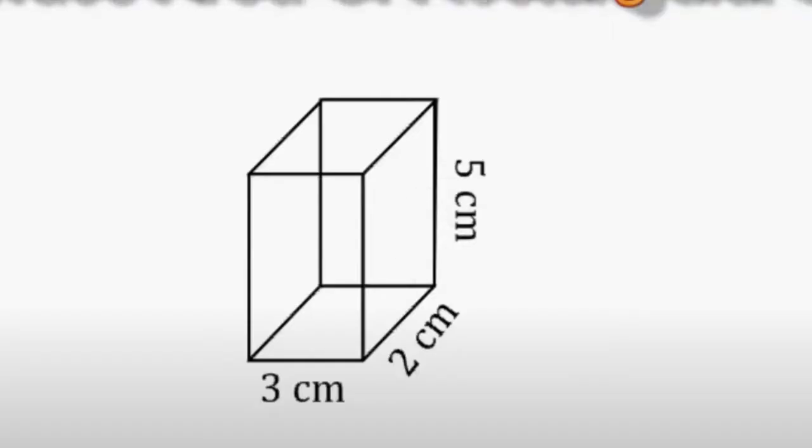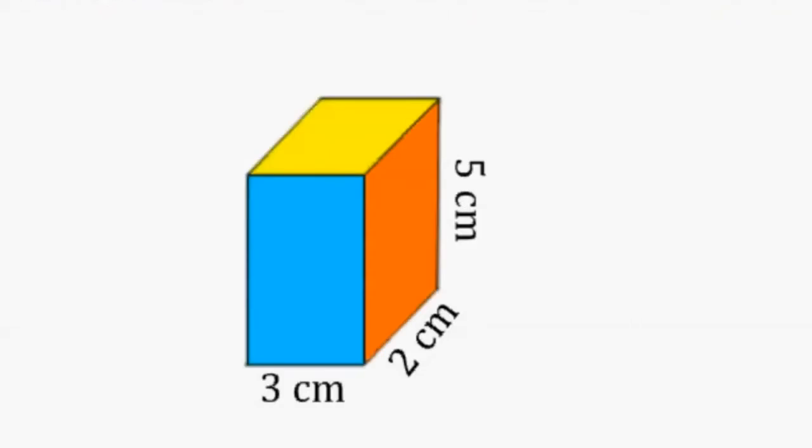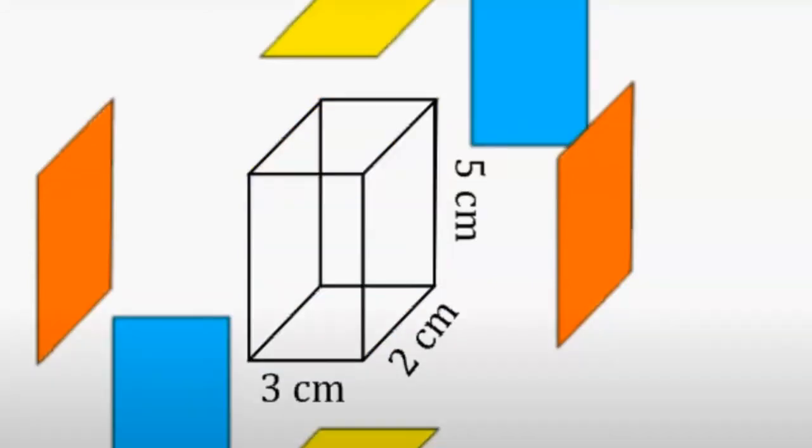Here's one that animates the surfaces of a rectangular prism pretty well, okay? The colored spaces there, those are your surfaces. So the surface area would be basically if I took the area of the blue rectangles and I added them plus the area of the orange rectangles plus the area of the yellow rectangles. Those are all the surfaces.